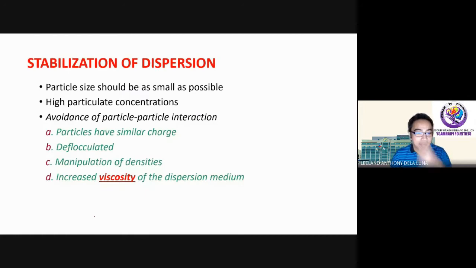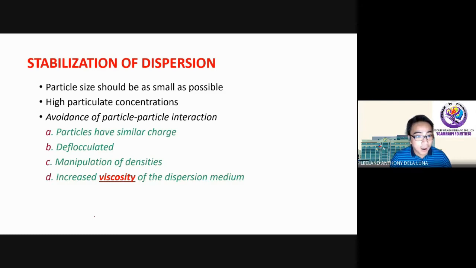Now, how do we stabilize dispersion? Particle size should be as small as possible. There should be high particulate concentrations and avoidance of particle-particle interactions. As much as possible, class, we don't want the particles to be interacting with each other. So you can either make them deflocculated, but again, we still prefer flocculated system over deflocculated. Manipulate their densities. Make sure that the particles have similar charges or increase the viscosity of the dispersion medium.